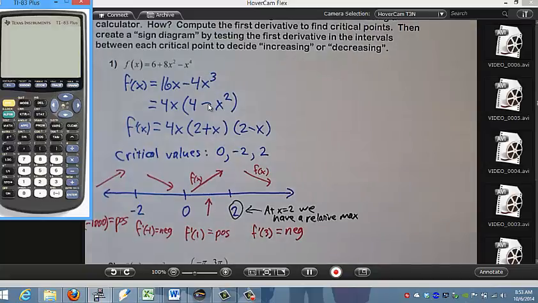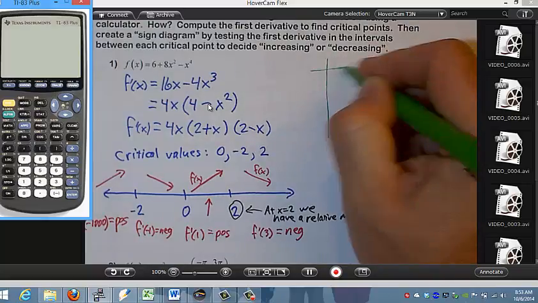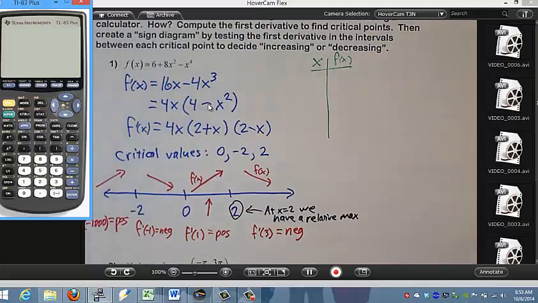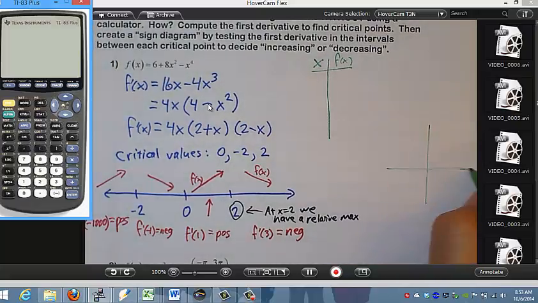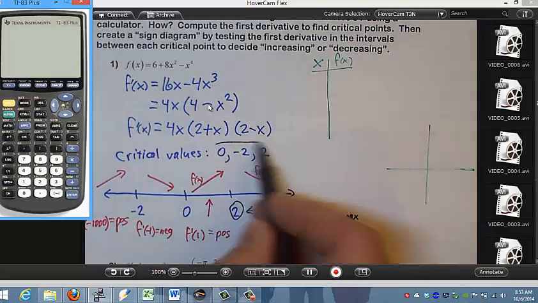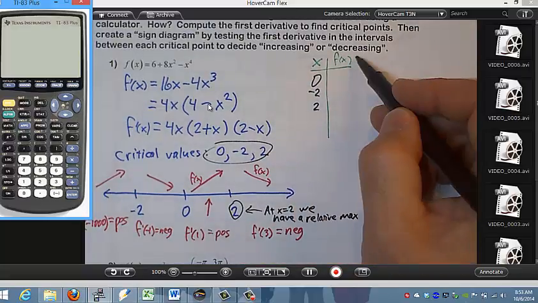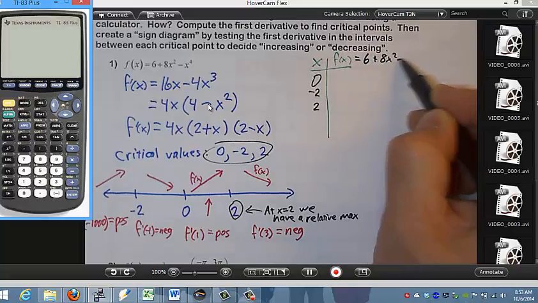Okay, so again, I'm on a deserted island without a graphing calculator, and I want to sketch the graph. I'll tell you what I should do. I should compute certain values. Let me make a little list here: I'm going to have x and f of x. Once I have those computed, I'll be able to sketch a graph over here. The x's that I think are important to compute are these critical values. So let me throw in 0, negative 2, and positive 2 into the function. Remember, f of x is 6 plus 8x squared minus x to the fourth.